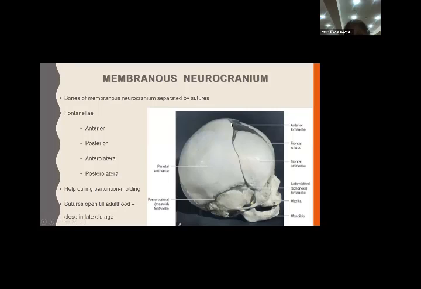Besides that, we have the anterolateral fontanelle. This is between the lower end of the parietal bone, the frontal bone, and the temporal bone. Okay, and the mastoid part of the temporal bone, and this is the posterolateral fontanelle. Once again, the occipital bone.